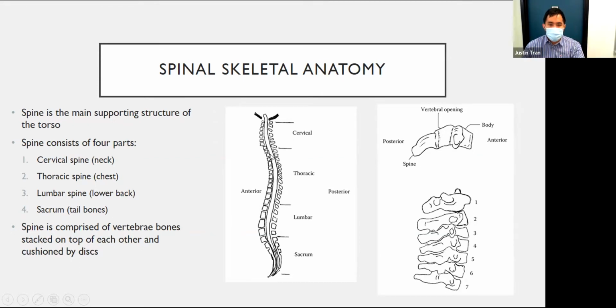Next, we have the thoracic spine, which is the spine that's located in your chest area. Then we have the lumbar spine, which is your lower back, and then we have the sacrum, which is basically your tailbone. That's the part that extends right above your butt, basically. And your spine is again not just one big bone, but a bunch of vertebrae that are stacked right on top of each other.